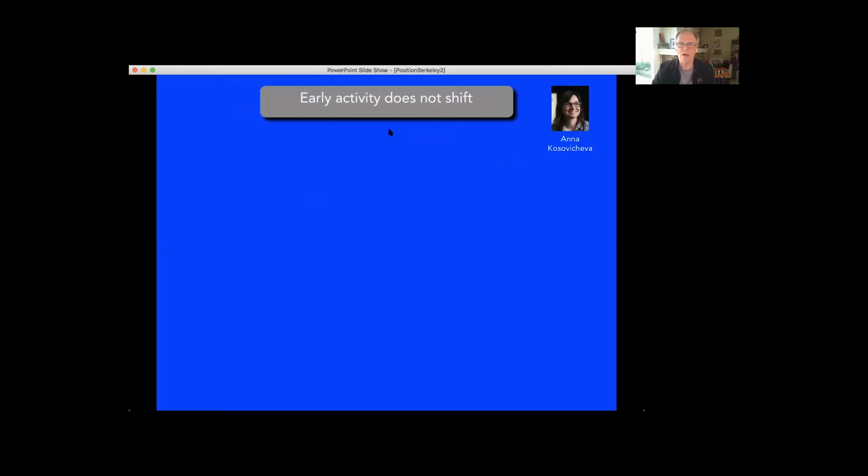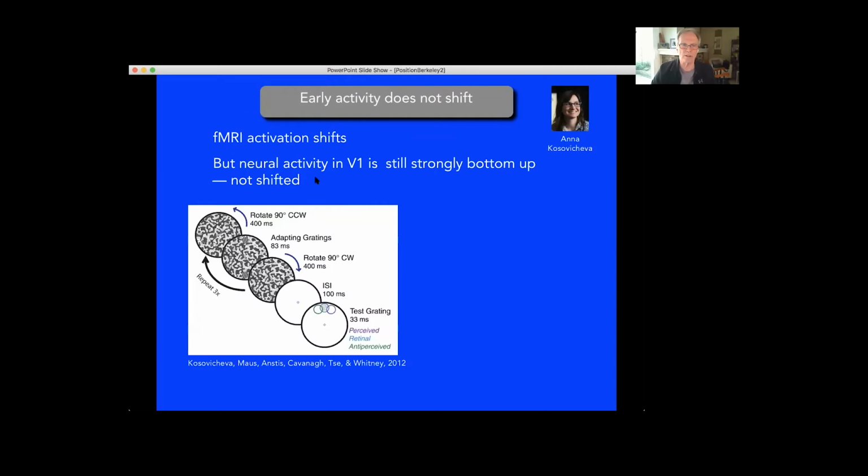Okay, now we have other evidence that early activity doesn't shift. This also is from Anna Kosovicheva in a very clever experiment on flash grab. Now we know the fMRI activation shifts, but the neural activity in V1 is still strongly bottom up. And here's her evidence. First of all, she had a rotating background that sets this thing out here. If I shake a little bit, it gets bigger. So over here, this rotates back and forth.